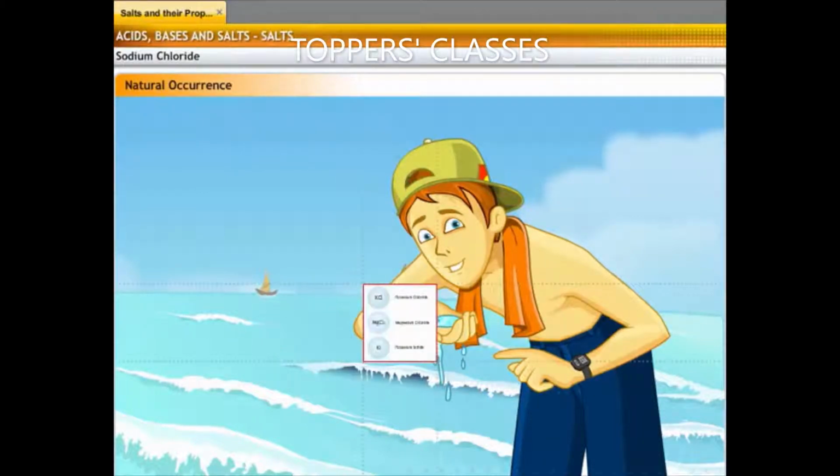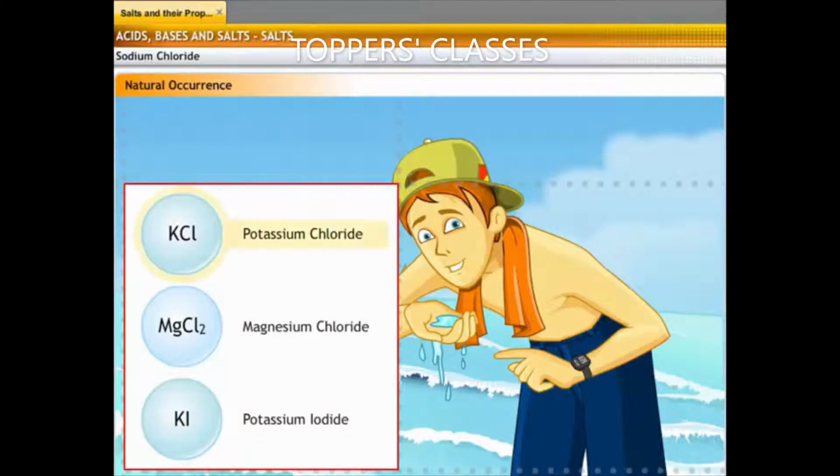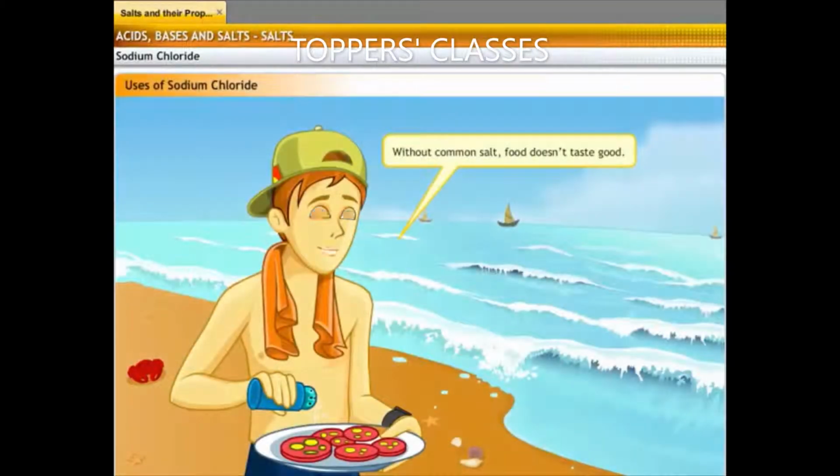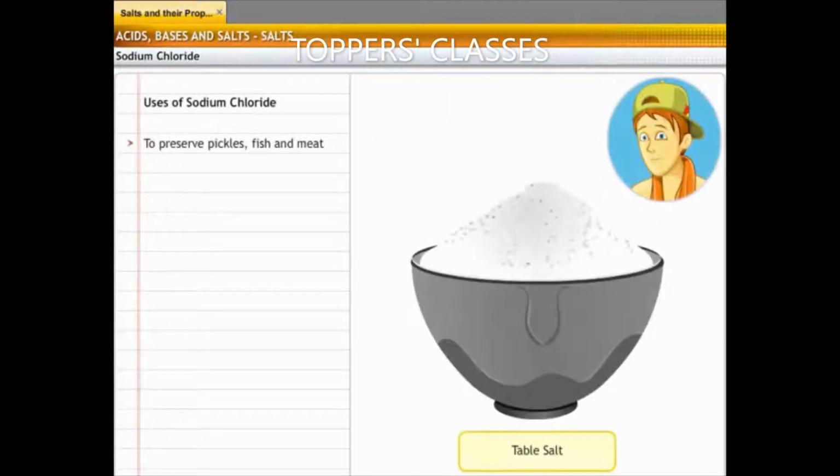Seawater contains many dissolved salts like chloride of potassium, magnesium, iodides of potassium, etc. Although the most abundant sea salt is sodium chloride or common salt, sodium chloride is obtained from seawater by the process of evaporation. Without common salt, food doesn't taste good. Absolutely. Common salt is an important constituent of food and is referred to as table salt.